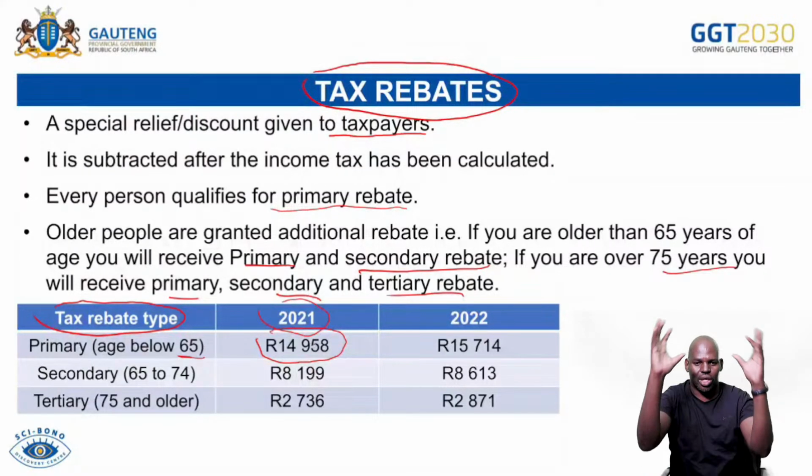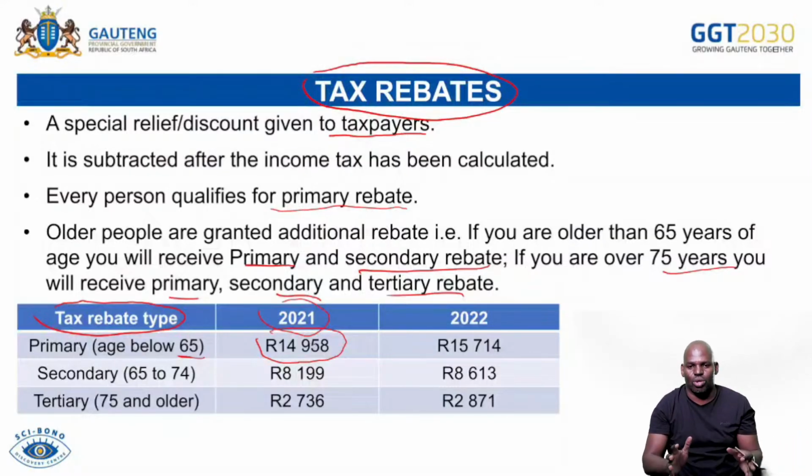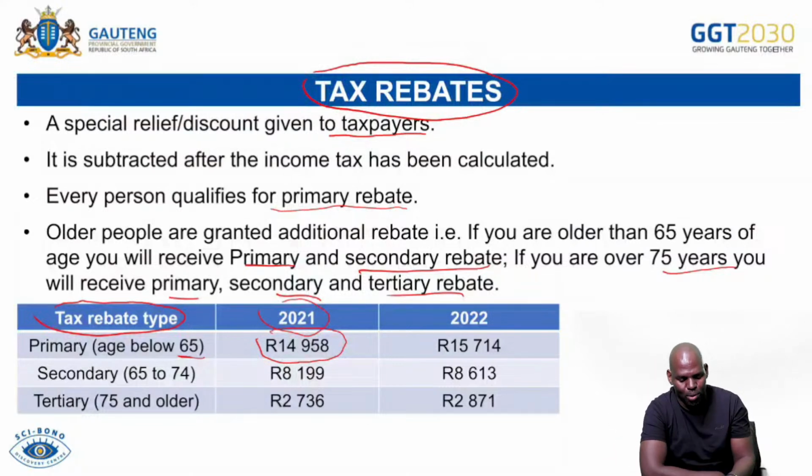So let's say they do the calculations and they see that this person is supposed to pay a tax amount of 20,000 or 25,000 per year. But because you are below the age of 65, let us reduce it by 15,000. In 2022, they would reduce it by 15,714. Okay, we've got the secondary rebate.